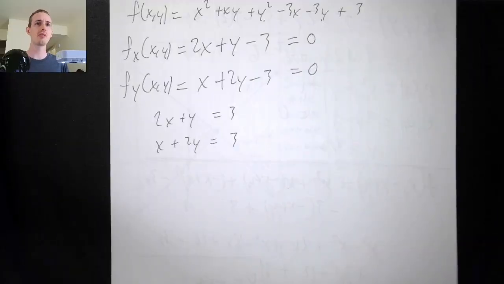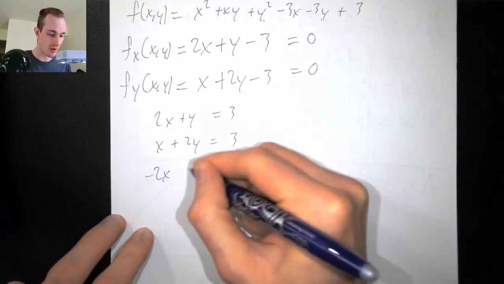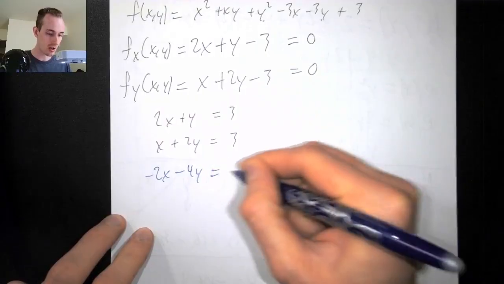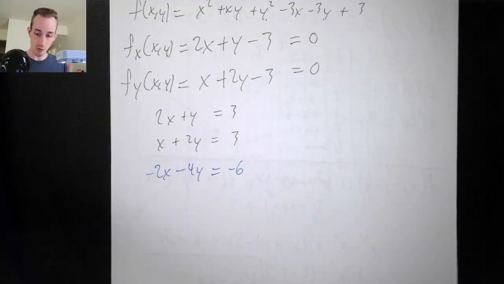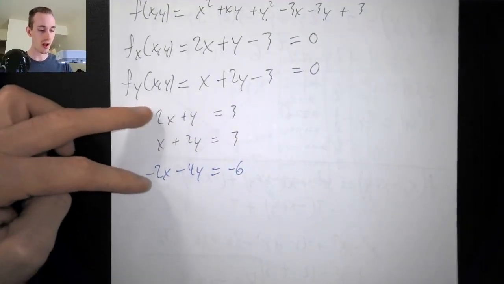And we have lots of different methods for this. We can use, say, substitution, elimination, perhaps matrices if you've used matrices for solving systems of equations before. This one's not too bad. I'm going to use elimination. Say multiply the second equation by negative 2. You get negative 2x minus 4y equals negative 6. And the reason I picked that is so that you get a 2x and a minus 2x.